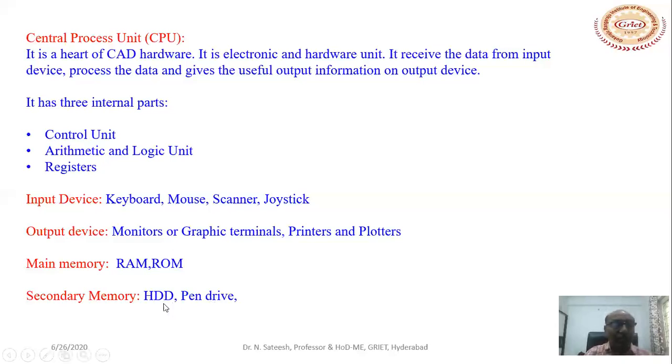Now, secondary memory is also called permanent memory, where we can transfer data permanently to these devices. Hard disk devices and pen drives are what we use today. A hard disk is inbuilt in the system, either a laptop or desktop. Today a 1 TB hard disk is available in the market. Pen drives are available in 16 GB and 32 GB.